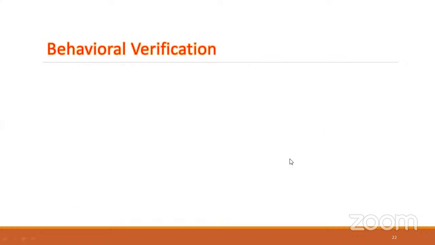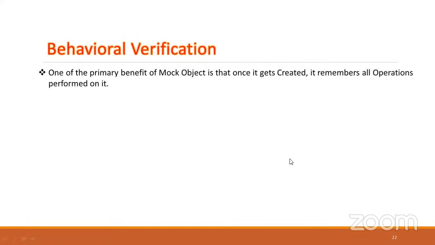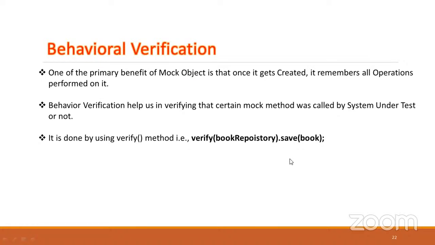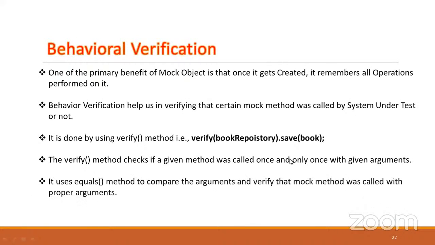So when it comes to behavioral verification, one of the primary benefits of a mock object is that once it is created, it remembers all operations performed on it. Behavioral verification helps us verify whether a certain mock method was called by the system under test or not. It can be done by using the verify method. So this is how you can call verify, sir. Simple. Understand everybody?